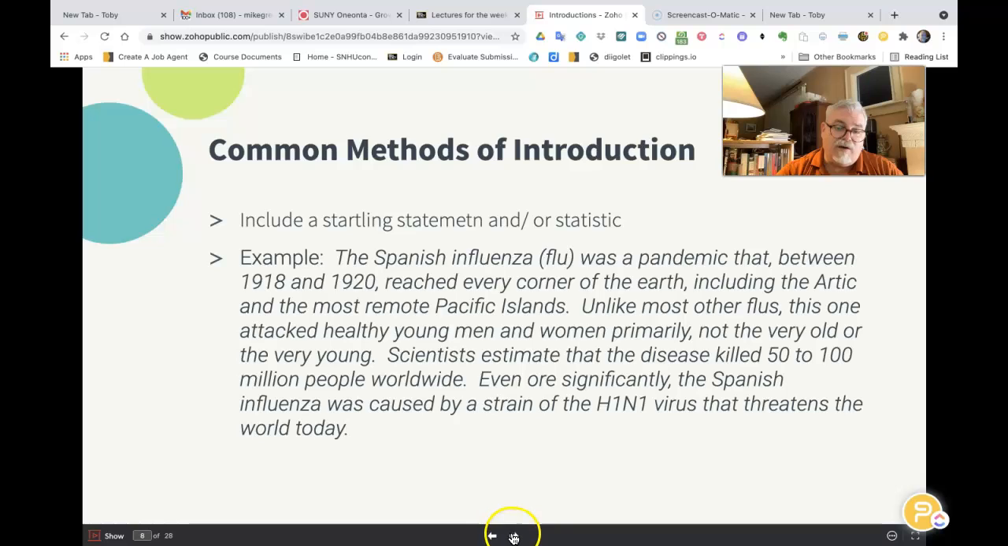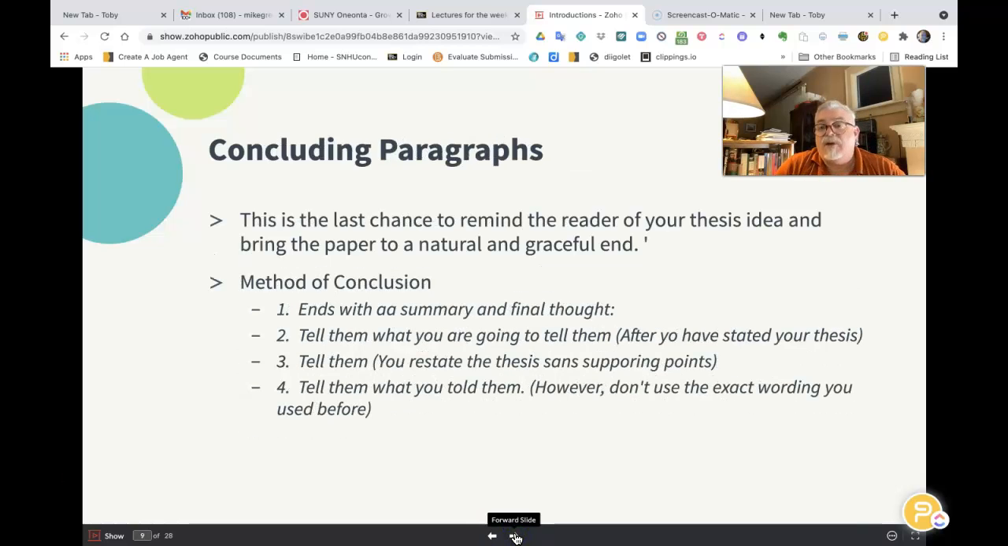Now, once you've done all this, the next thing is to talk about our concluding paragraphs. What do we do here? This is where you remind your reader of your thesis, your idea, and you bring the paper to a natural and graceful end, if there is such a thing. Sometimes there are ways to do that. The most common method is to end with a summary and a final thought, okay?